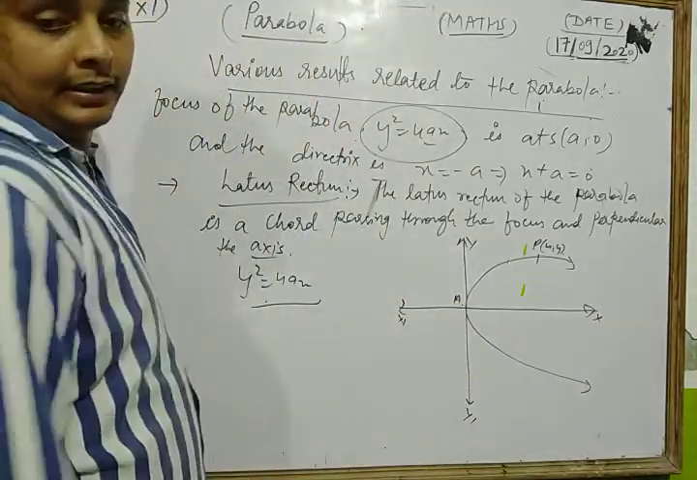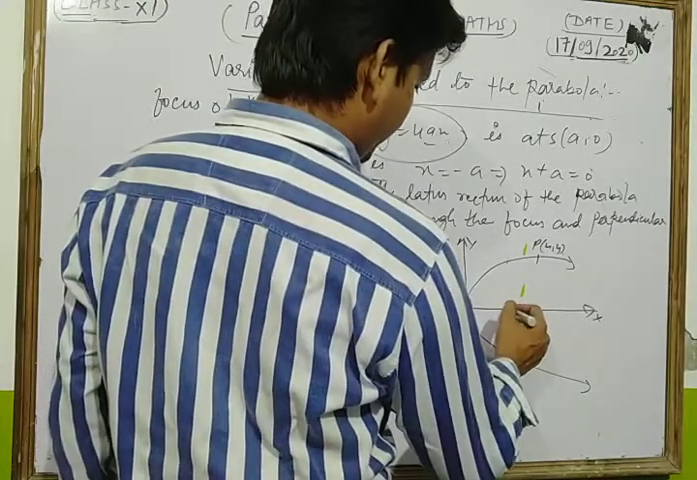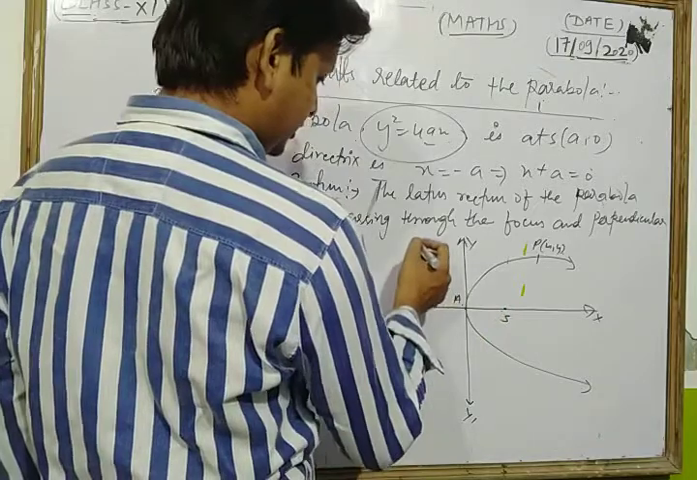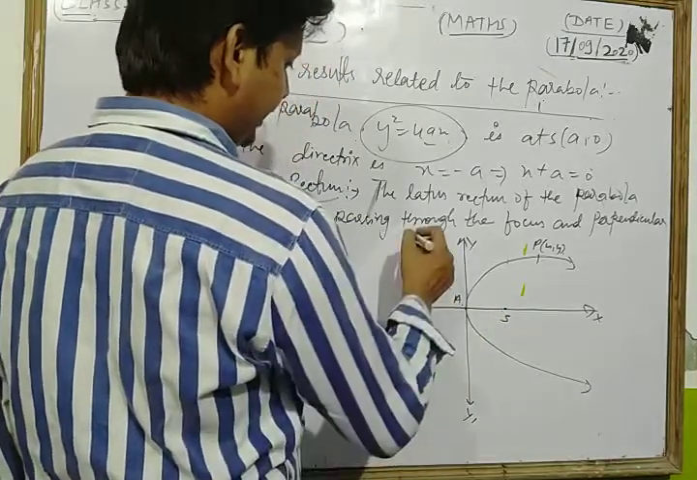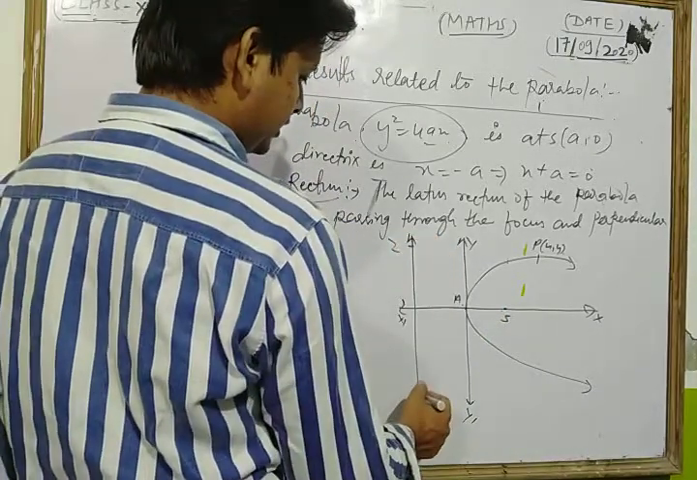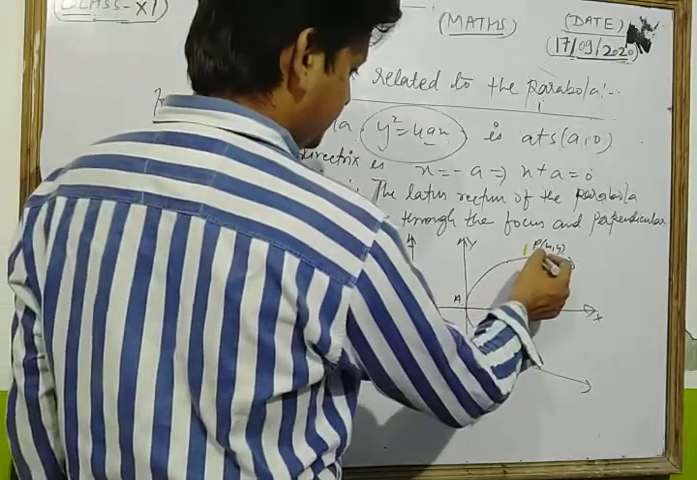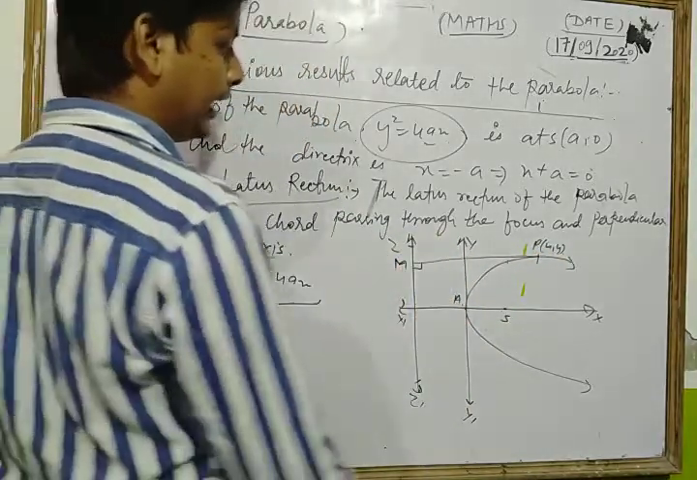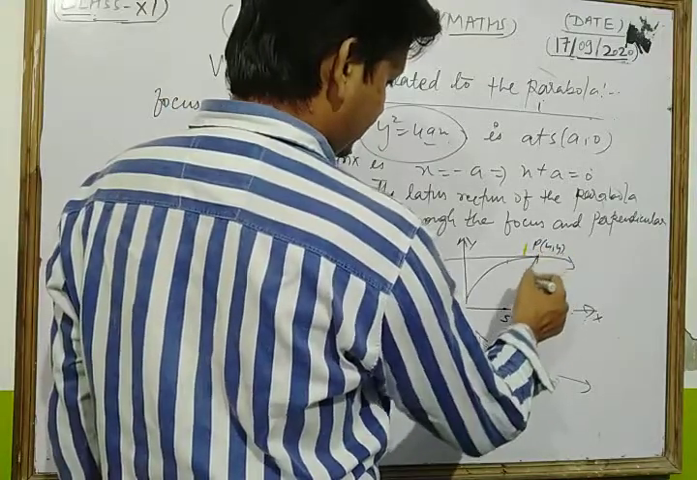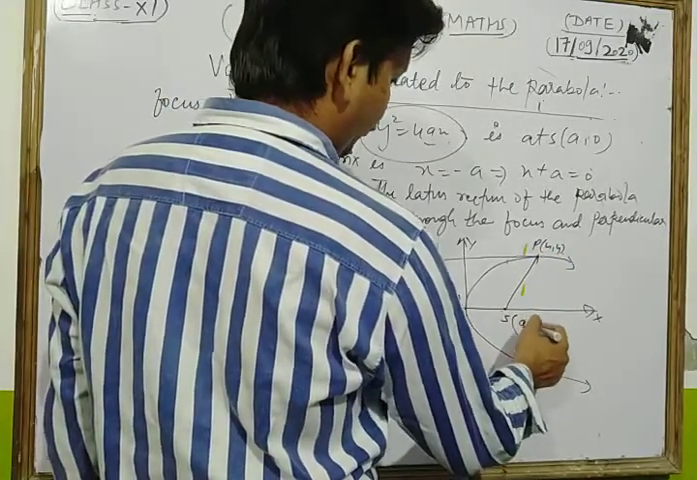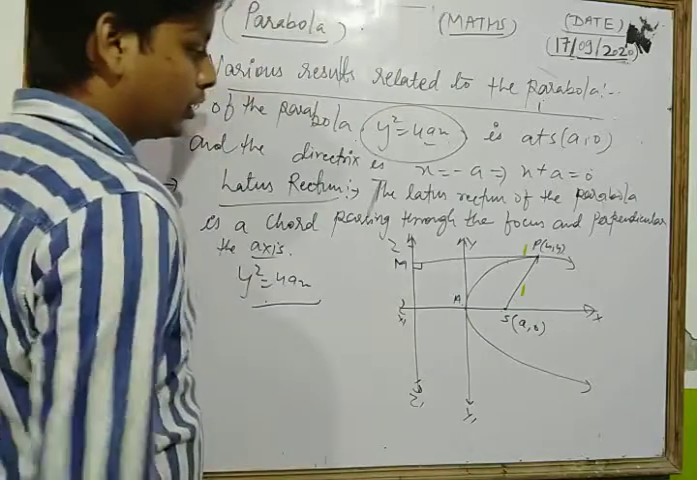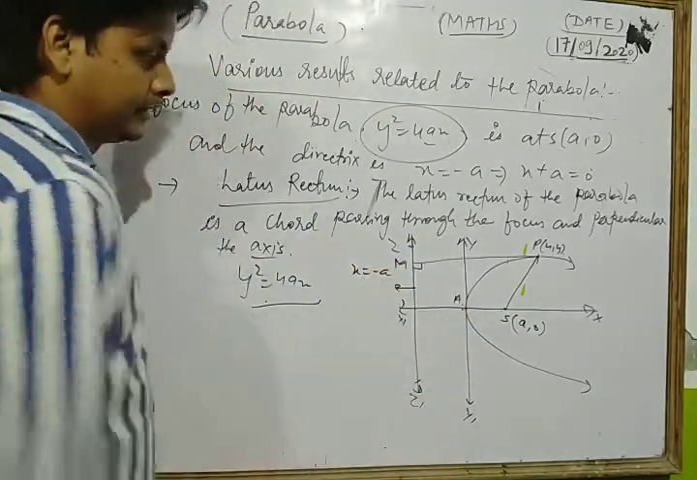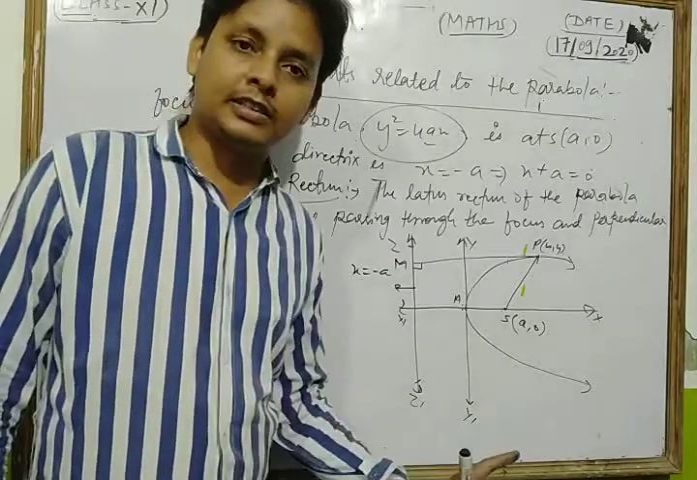Suppose this is the focus, and the distance of the vertex from the focus is the same as the distance from the vertex to the directrix. This is the directrix of the parabola, ZZ dash, and we draw PM perpendicular to ZZ dash. You know that the coordinate of the focus of the parabola is (a, 0), and the equation of the directrix is x is equal to minus a. This topic was already discussed in the previous class.